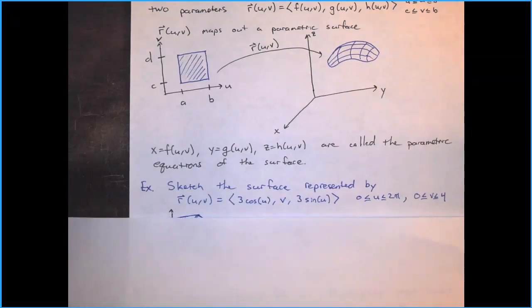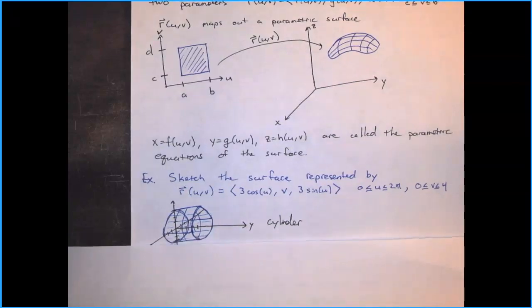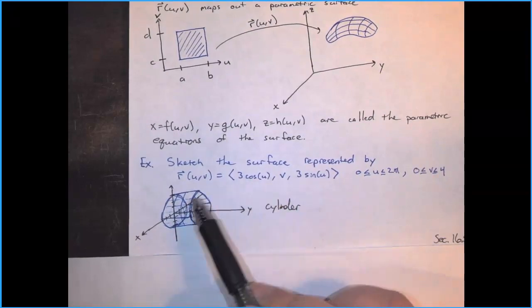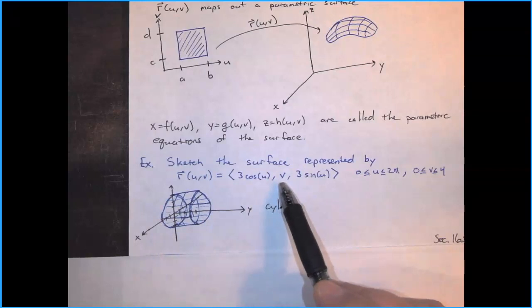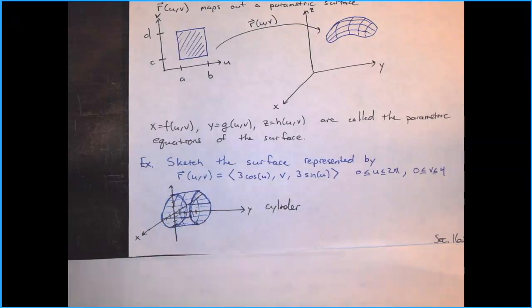So what do I get if I try to sketch this surface? I get a cylinder. A cylinder parallel to the y-axis because I just have circles in the xz plane and I'm moving in a y direction because that's a separate parameter. So I just get circles moving out in the y direction. That gives me a cylinder of radius 3, parallel to the y-axis. Okay, so that's one example.